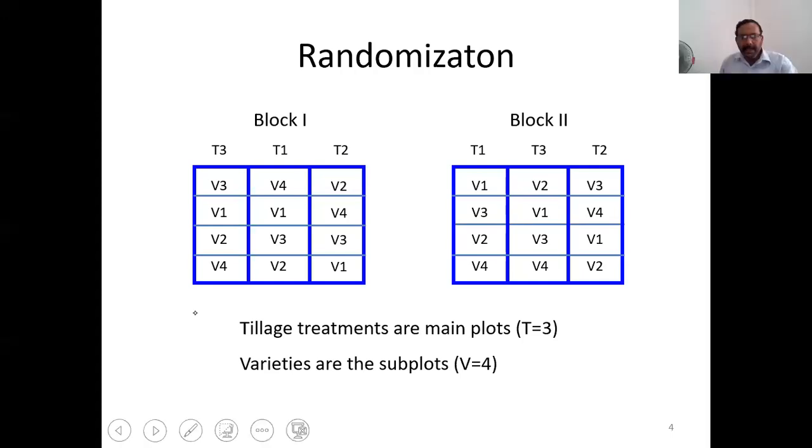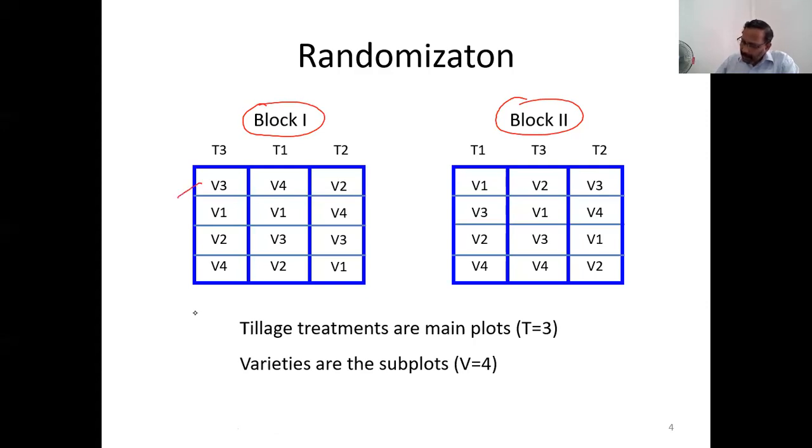So this is how the randomization process takes place. This is one block, we call it block 1. We need at least 2 blocks, then only can we replicate. For example, here this is T3, V3. Within a single block, do you find T3, V3 anywhere else? Is it replicated? Within the block, do you see T3, V3 anywhere else? No, sir. So this has to be replicated.